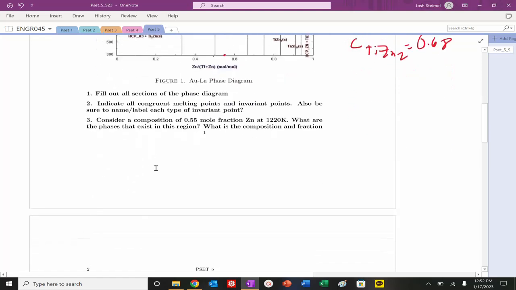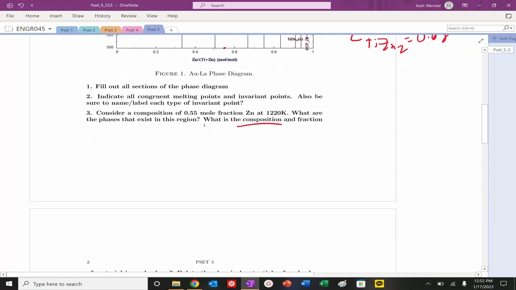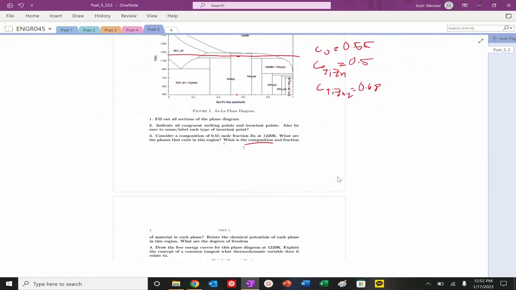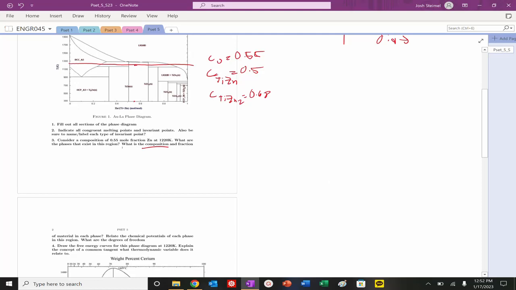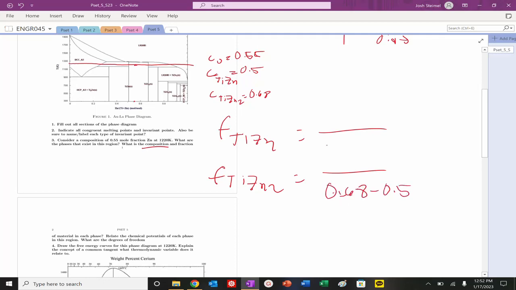So what's the question actually asking us? So what's the composition? Great. What about the fraction? So we know if I'm here, if I want the fraction that's in TiZn versus the fraction that's in TiZn2, I'm going to use my lever rule. So the full length will simply be the concentration of TiZn2 minus TiZn, or basically, I'm just going to write it out numerically. It's going to be 0.68 minus 0.5.